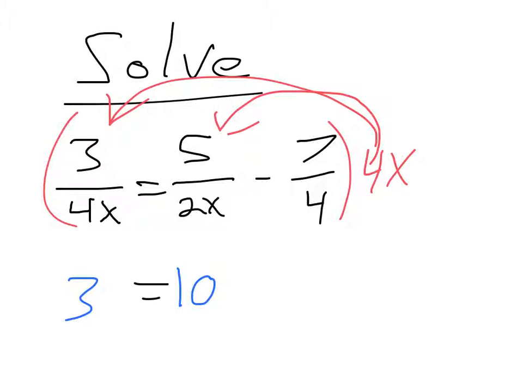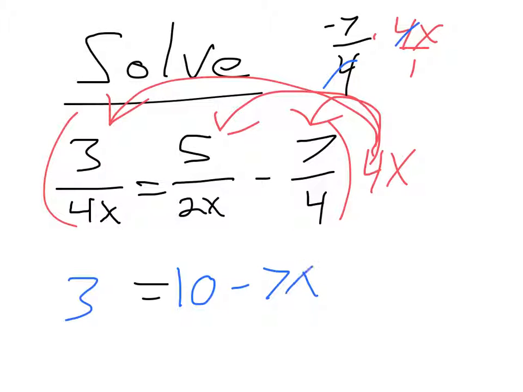And the last one, taking 4x times a negative 7 over 4. So doing that out real quick. You're going to cross simplify here. 4's will cross simplify, so we're going to be left with a negative 7x. And that's a simple equation you can solve.